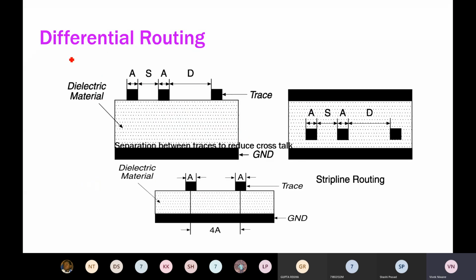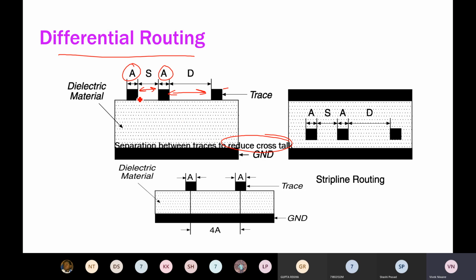Then differential routing. Let us say we have track A, another track A, having the width A, and we have these traces. We have to consider the separation between the two tracks. The separation between the two tracks reduces the crosstalk. Why do we do this? To reduce crosstalk.